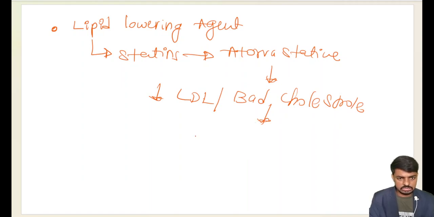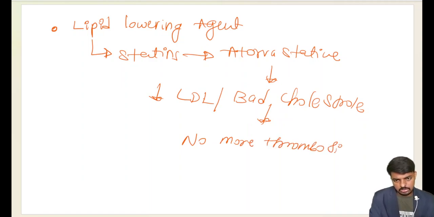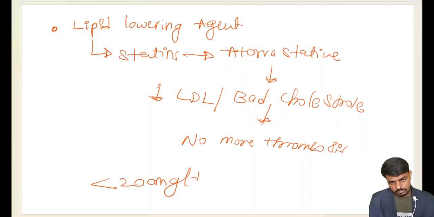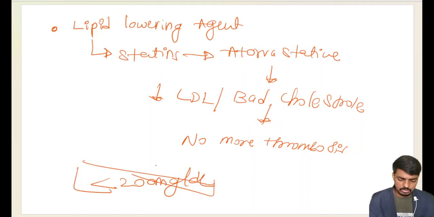When cholesterol is decreasing, there is no more risk of formation of thrombosis. Because of that, we give atorvastatin, that is the statins; we are reducing the bad cholesterol. What is the normal cholesterol level? Very important: less than 200 mg per deciliter. The cholesterol level in our blood should be less than 200 mg per deciliter. Very important.